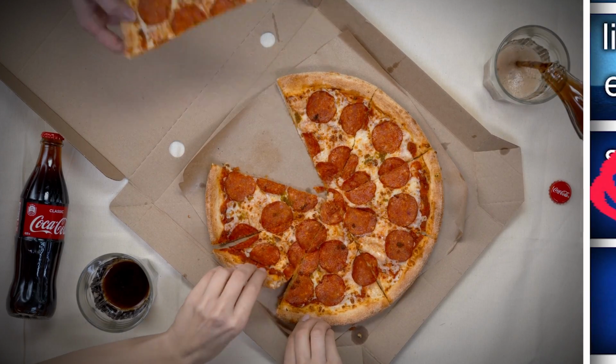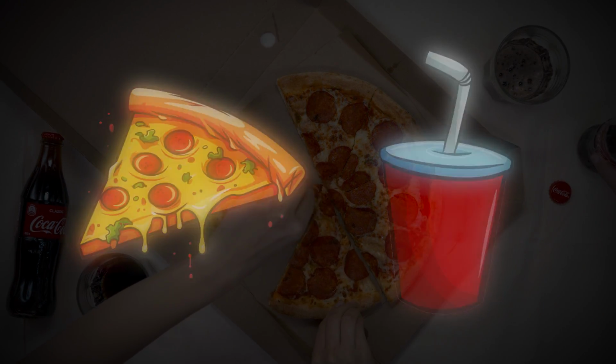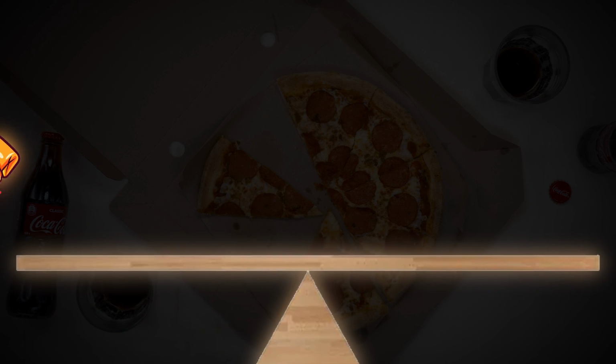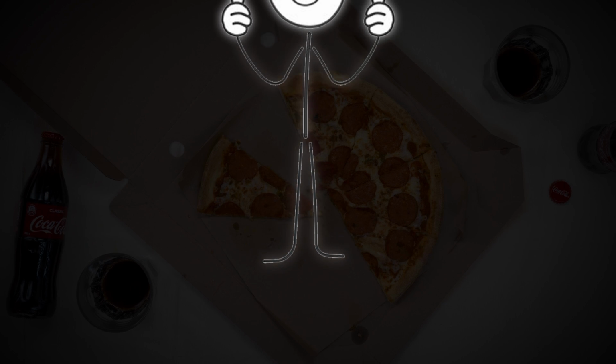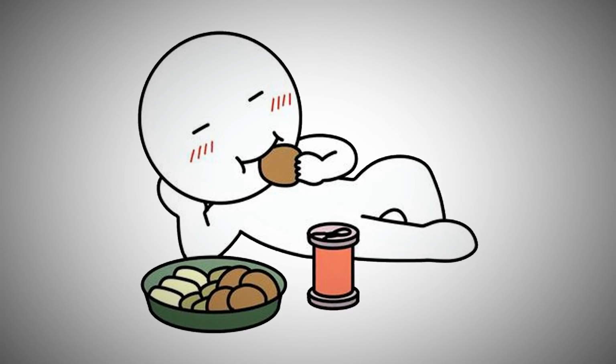Imagine you're planning a party with friends, and you need to decide how many pizzas and sodas to order. This scenario represents a system of equations, where you balance the number of pizzas, x, and sodas, y, to satisfy everyone's appetite. By solving this system, you can make sure that each guest gets enough food.